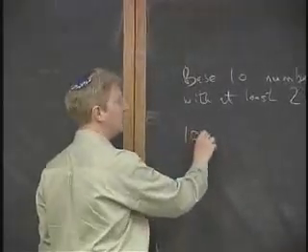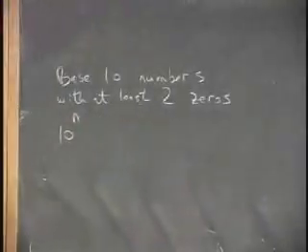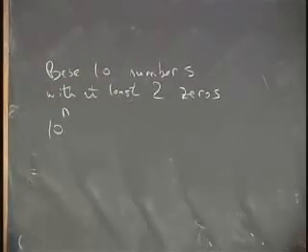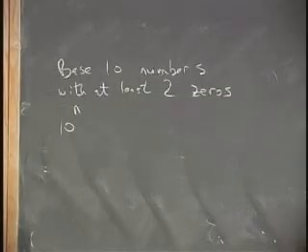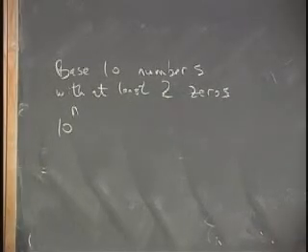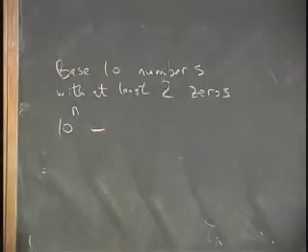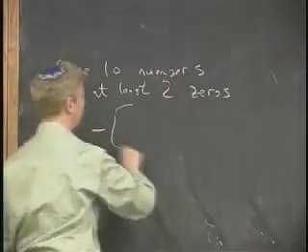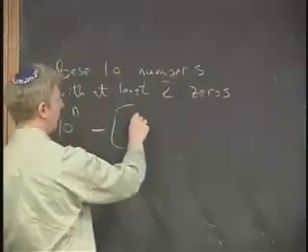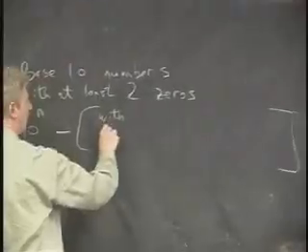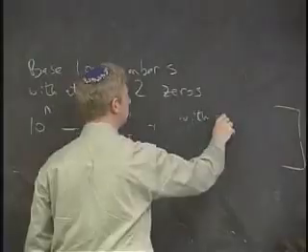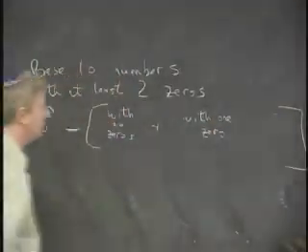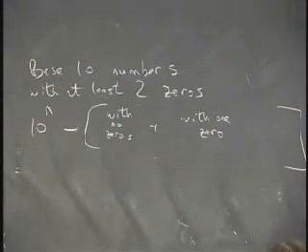So the total number of base 10 numbers is 10 to the n. You got 0 through 9. Those are 10 different symbols, and you have length n. Okay, every kid knows that if you have 2-digit numbers, you have 100 of them. Right? 3-digit numbers, there's 1,000. We're going to subtract off all the numbers that don't have at least 2 zeros. That means the n-digit numbers with no zeros and the n-digit numbers with 1 zero. Okay so far?